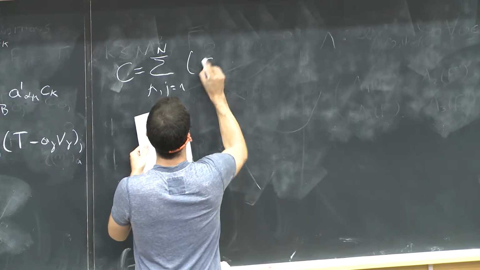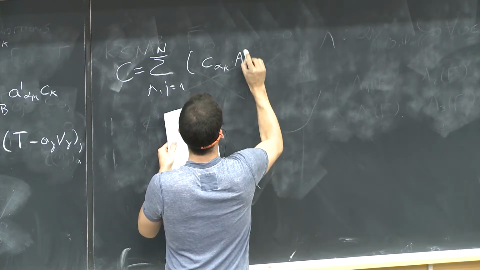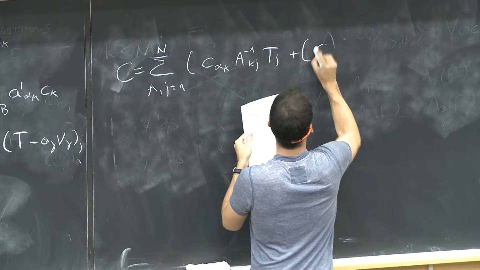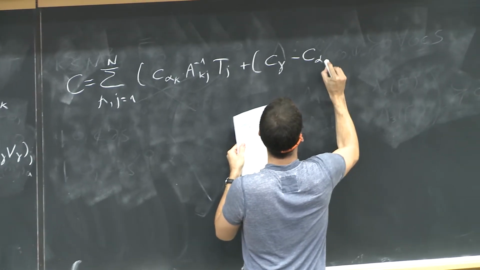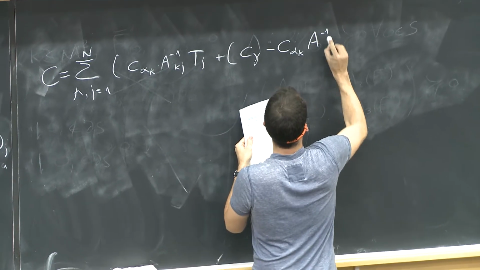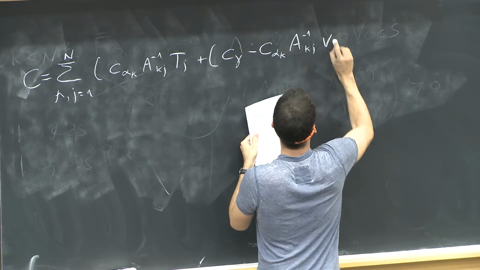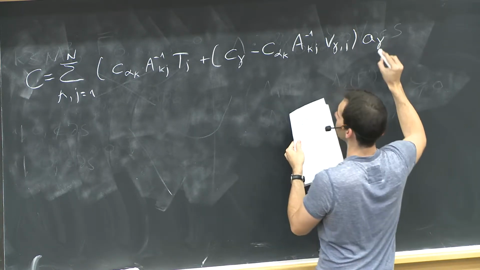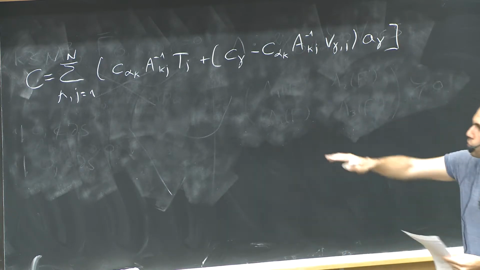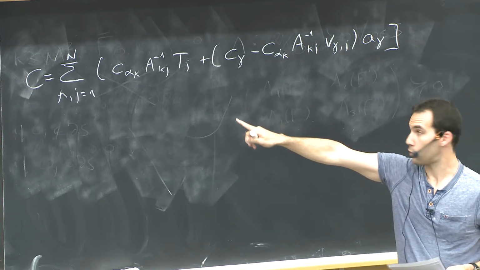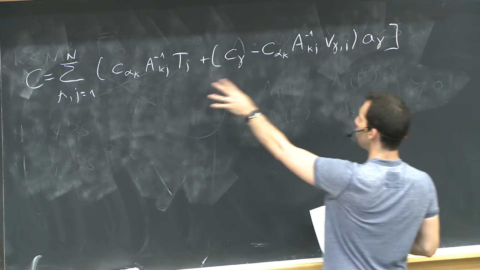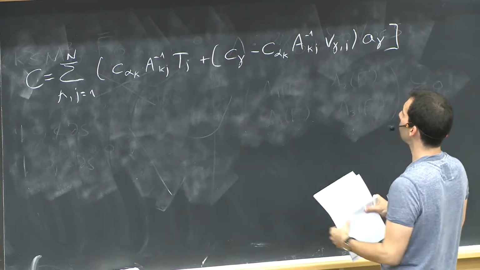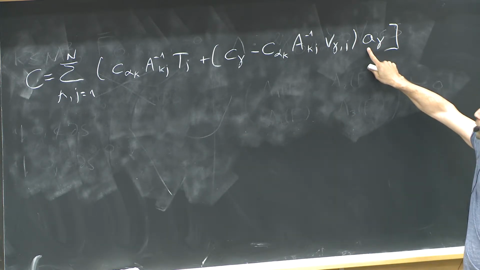So the cost now will become what? C alpha k, A minus 1 kj tj, plus C gamma minus C alpha k, A minus 1 kj V gamma j, times A gamma. Okay? So I just replaced that expression into the previous one for the cost. So when you switch on a new vector, the vector gamma, the cost now behaves in this way. Okay? So the dependence on the new OP coefficient is here.